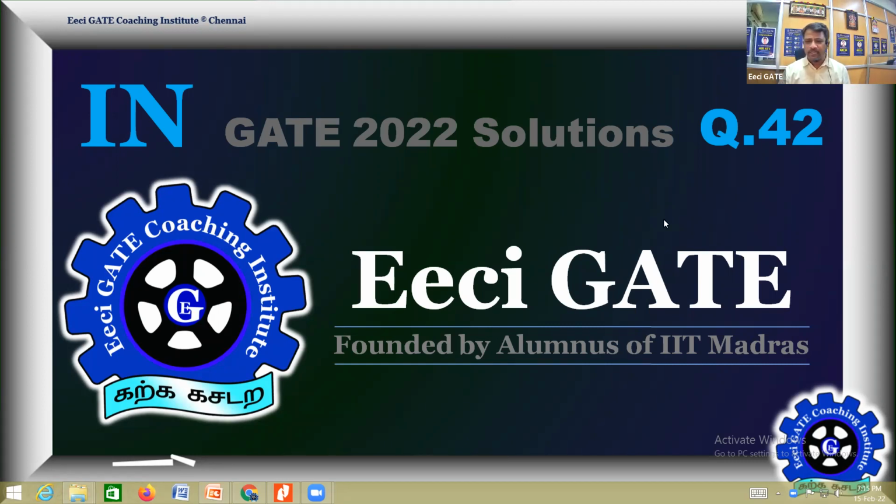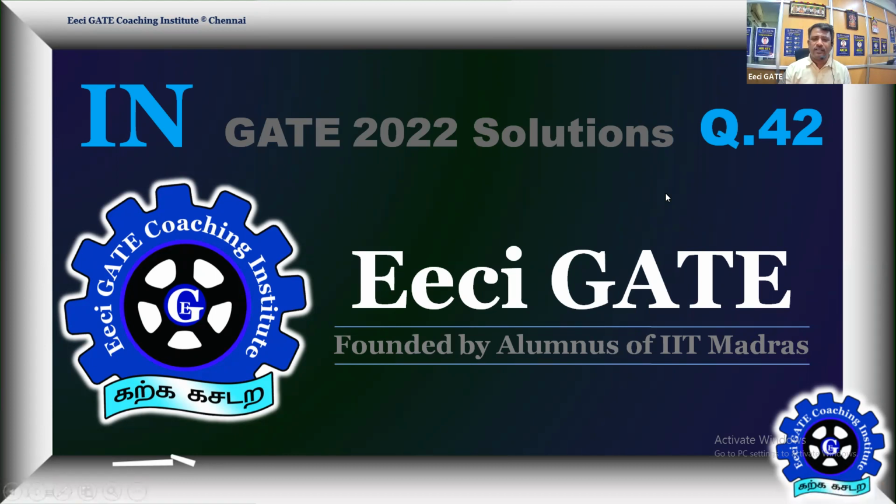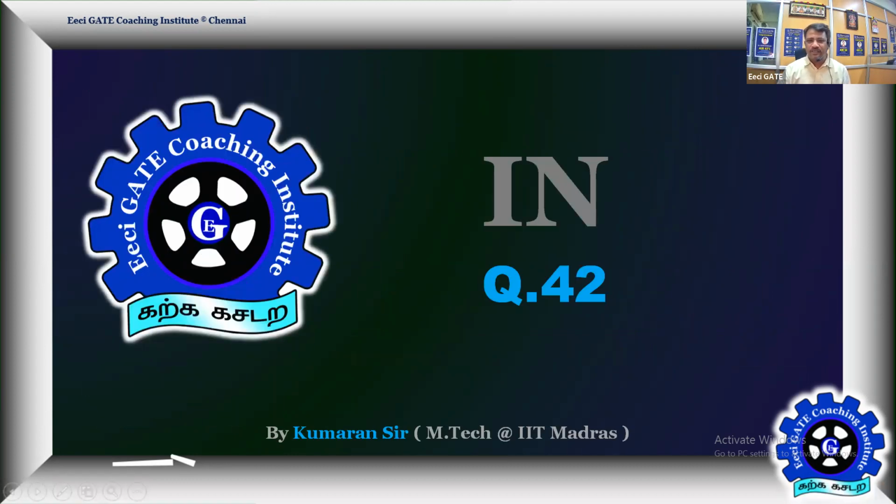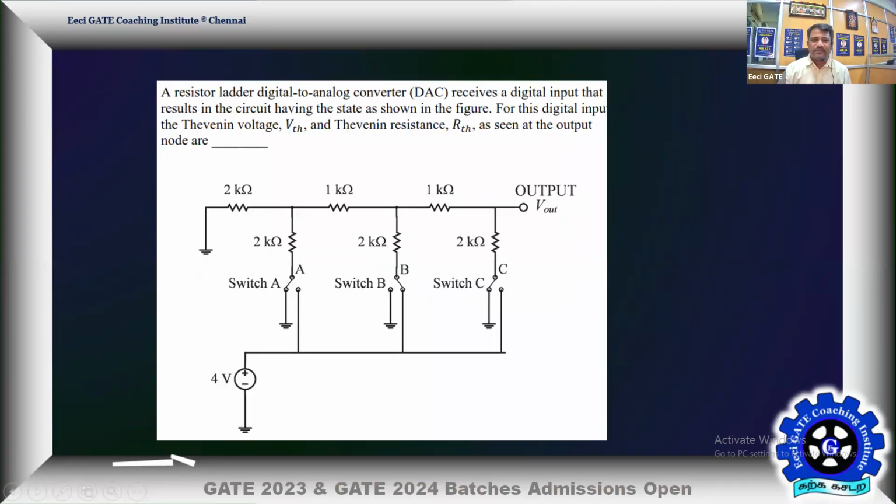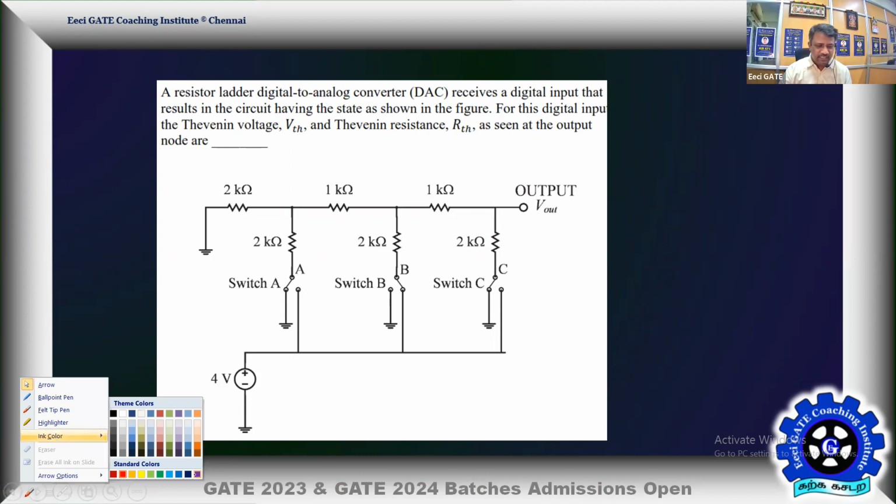Next problem. Question number 42 based on R2R ladder network. So which happened in the morning session, easy also. And instrumentation aspirants who attempted probably the easy paper probably felt a little better while attempting this problem. Yes, it's also based on a DAC, R2R ladder DAC. But the question is a little different.